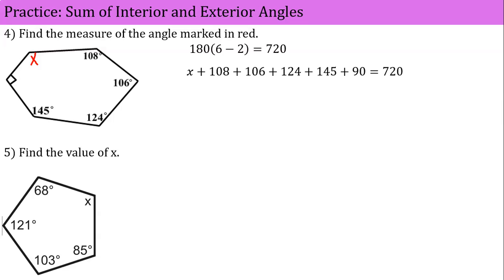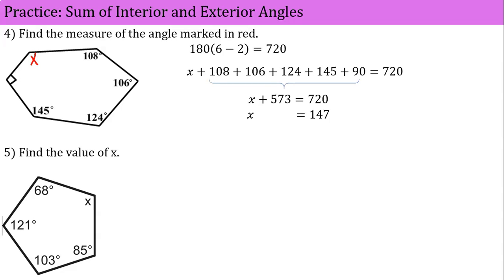So there's a couple ways to do this. You could either individually subtract all of these numbers from 720, or what I like to do is I add them all up. So I combined all of these numbers to get 573. And then I subtracted that from 720. We're going to get the same answer either way, 147. So you can either subtract them all individually or add them up and then subtract them.